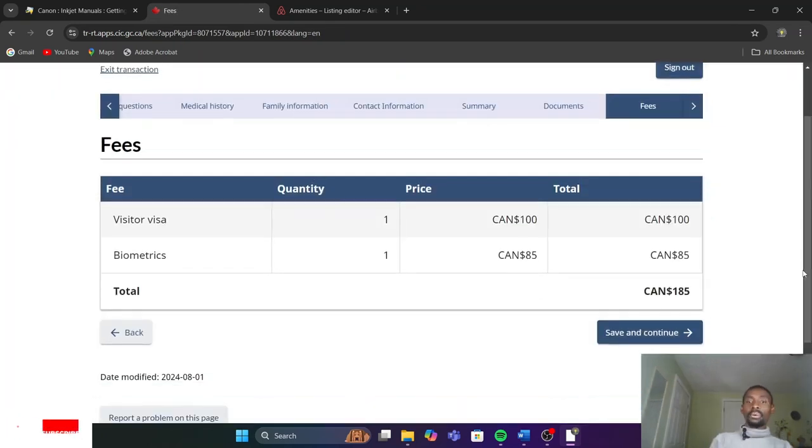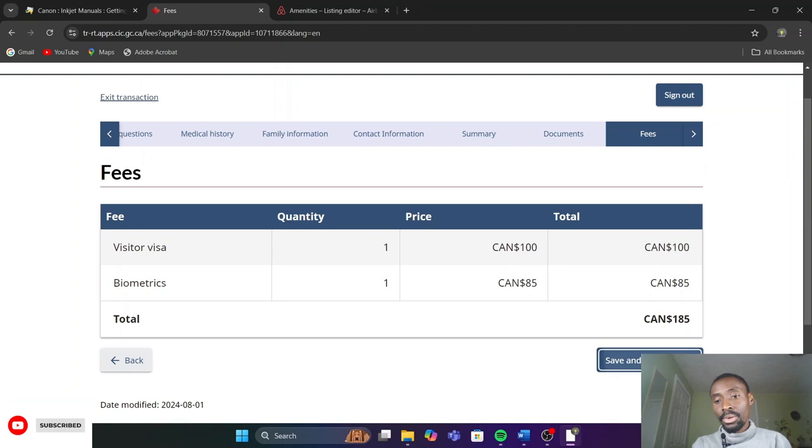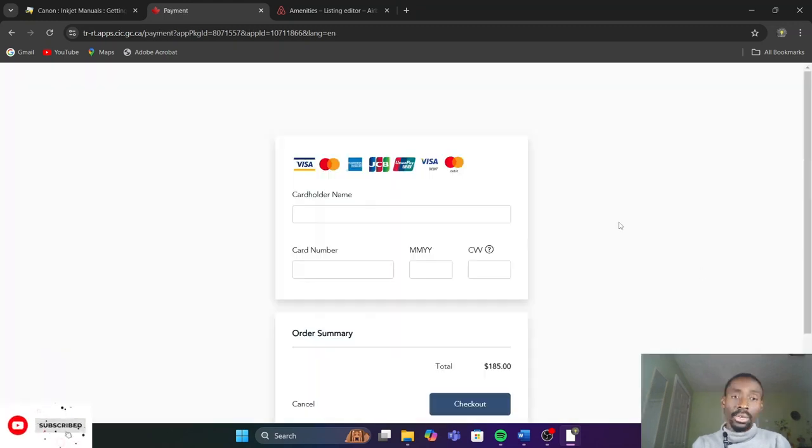So in this place, it shows you how much you're paying. Our mother's visitor visa biometrics. So you just pay it directly. Then your mother doesn't have to pay for biometrics again in Nigeria. So save and continue. Then you make a payment.